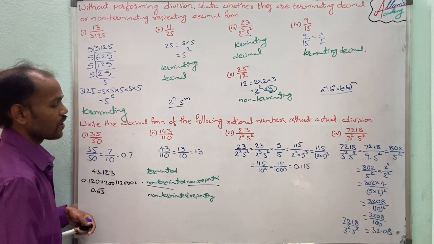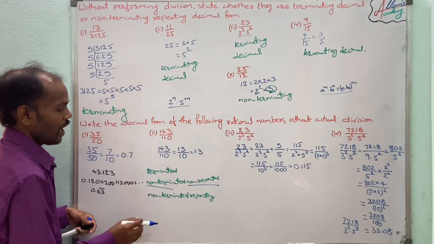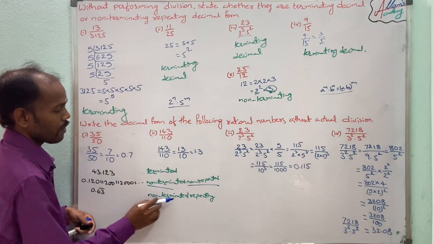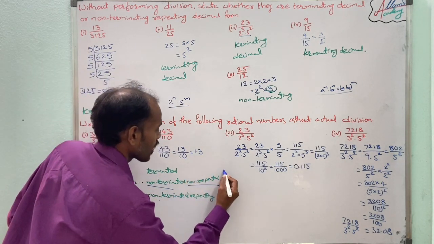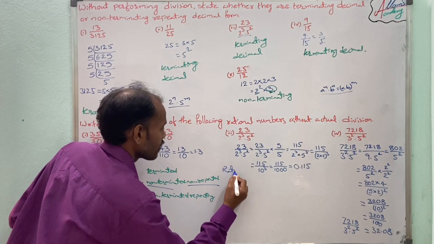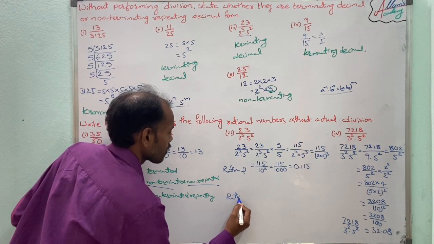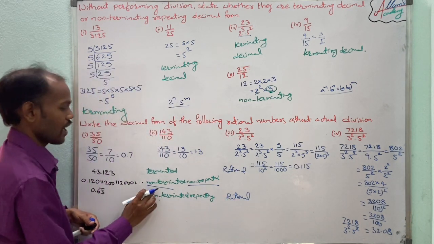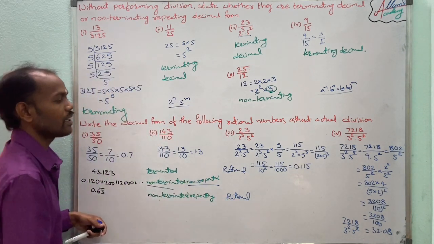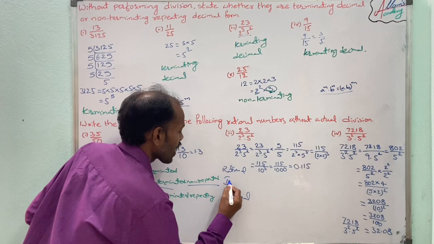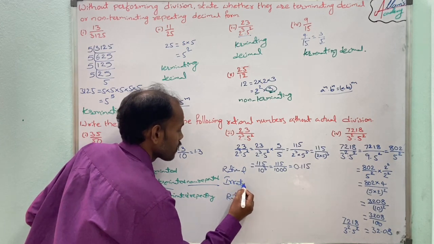So if it is terminated or non-terminated repeating, now they are called rational numbers. If they were non-terminated, non-repeated, then they are called irrational numbers.